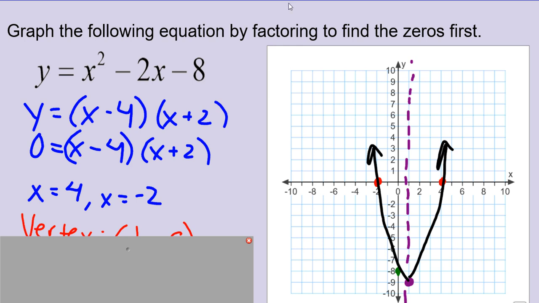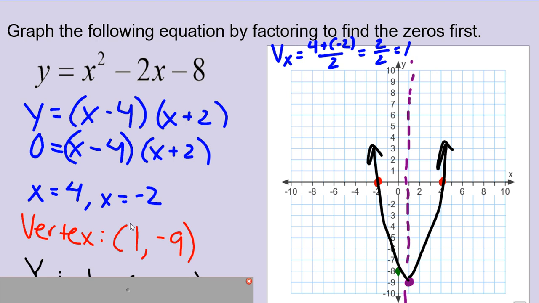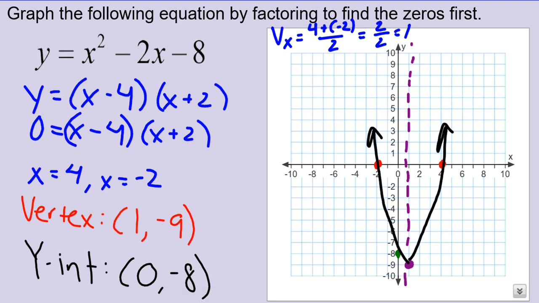You add together 4 plus -2 divided by 2. That makes 2 divided by 2, and that makes 1. So the x-coordinate of your vertex is 1. If you put 1 into your equation, you'll find that the y-coordinate is -9. So your vertex is at (1, -9), and then your y-intercept is always the point at the end, -8. You graph the left side and reflect to get the right side. We practiced those a lot in the last chapter.